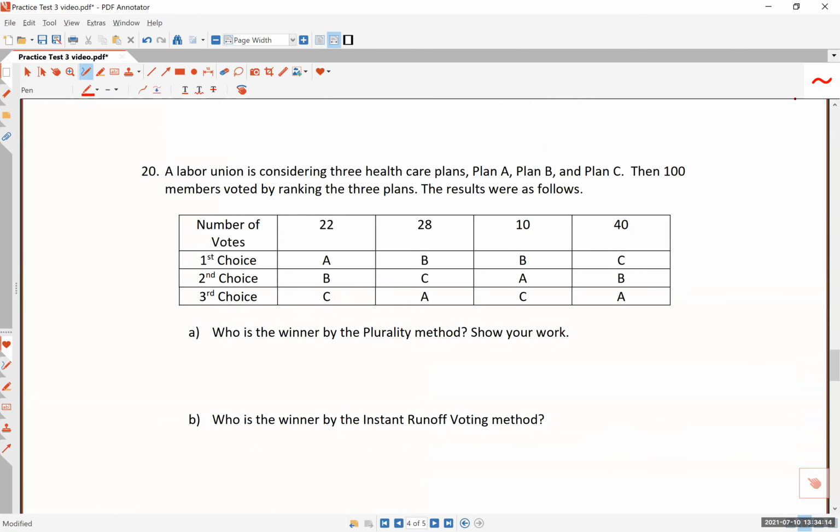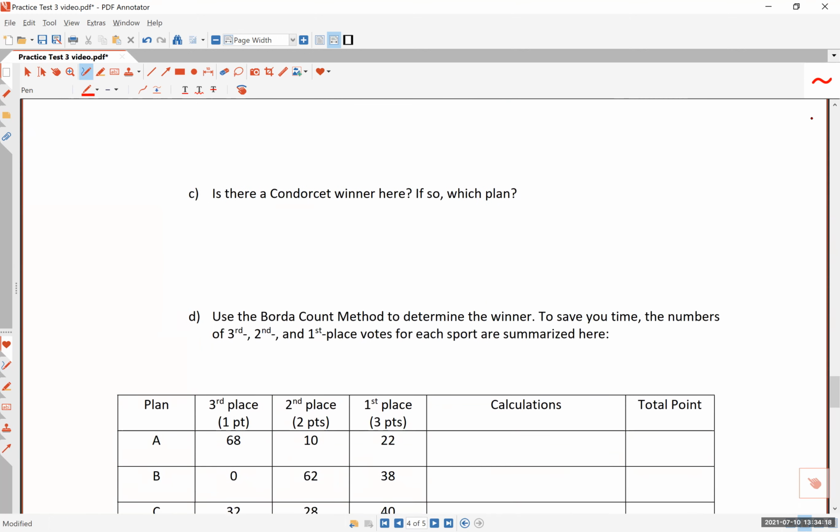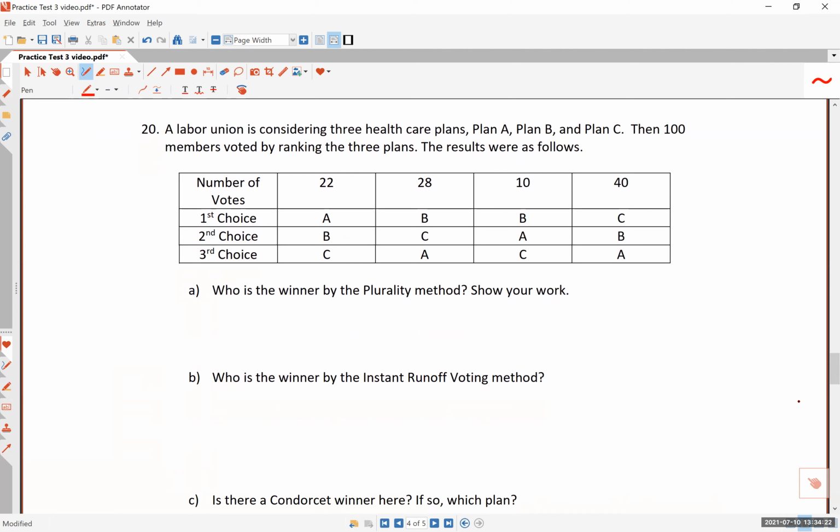All right, and then let's go to number 20. Now this is a big chunk, so I'm going to do all of these, and it's going to take an entire page, but listen carefully. Number 20, a labor union is considering 3 healthcare plans, A, B, and C. Very important topic for any union. The 100 members vote by ranking the 3 plans.